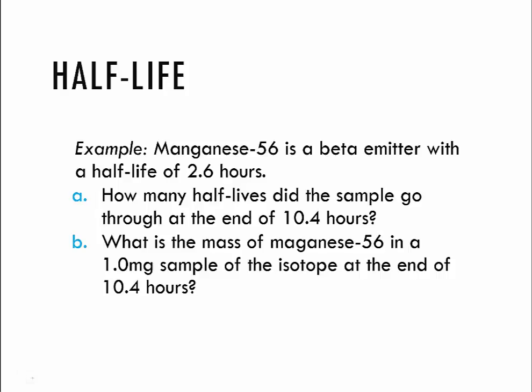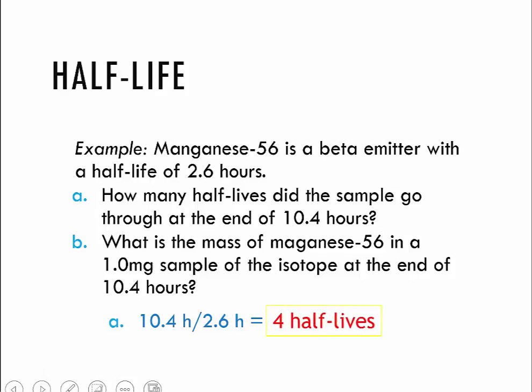So this one's a little different than the last one. If my half-life is 2.6 hours, how many have gone by in 10.4 hours? So this time I don't want to multiply, but instead I want to divide. So if we do 10.4 divided by 2.6, that gives us 4 half-lives. So that means it has been cut in half 4 times.